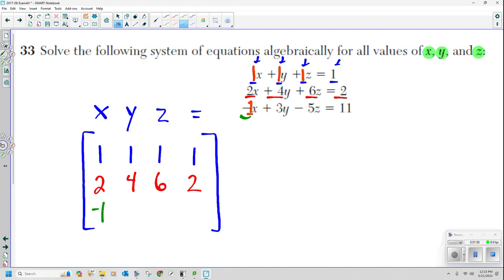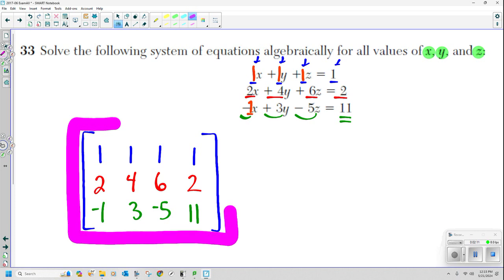Don't forget that if the sign is negative, you need to carry that. A positive 3, a negative 5, and it equals 11. This matrix that I have on the board is what I put in the calculator. By writing this down, I am showing work. That is enough to show your work.